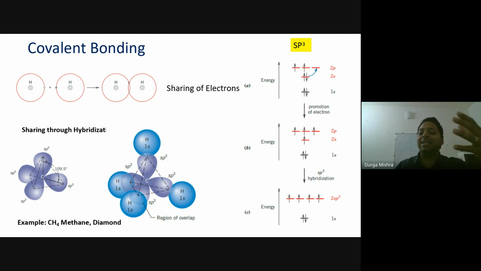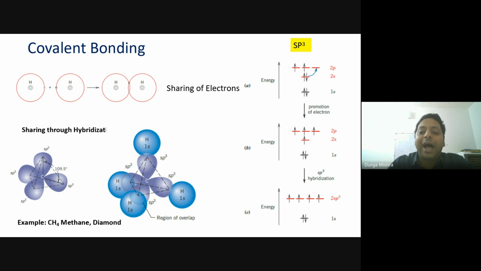In that case, all these sp3 hybridized orbitals will have the same energy. Earlier the 2s had lower energy compared to 2p, but after hybridization you have four hybridized orbitals, all four with one electron each, which they can share, and they have the same energy.